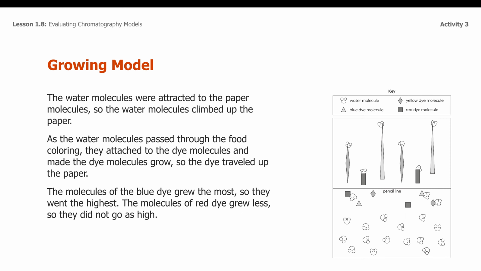The second model we're going to consider is called the growing model. So the growing model is the water molecules were attracted to the paper molecules, so the water molecules climbed up the paper. As the water molecules passed through the food coloring, they attached to the dye molecules and made the dye molecules grow, so the dye traveled up the paper. The molecules of the blue dye grew the most, so they went the highest. The molecules of red dye grew less, so they did not go as high. And we have a picture here as well showing that.